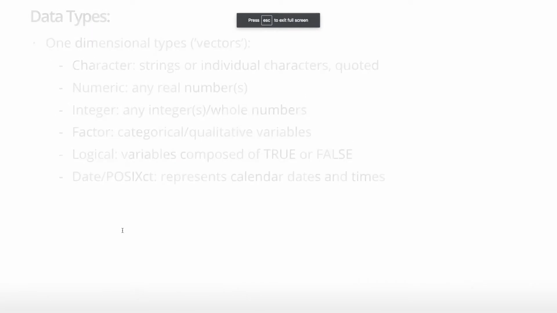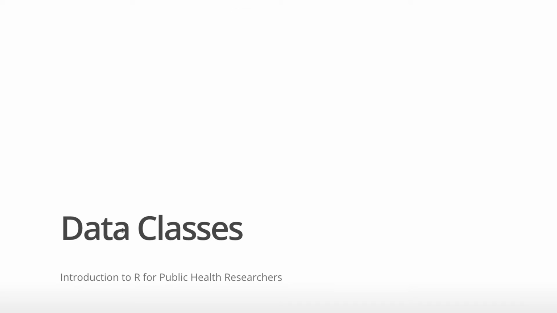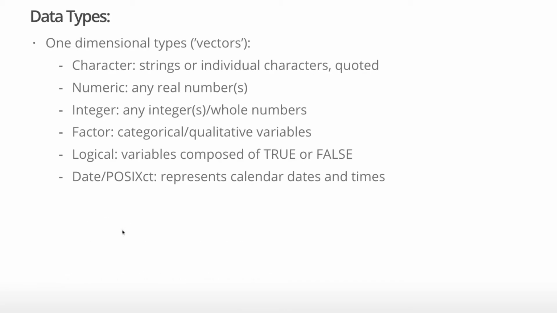Alrighty. So this is going to be somewhat of the most technical kind of lectures in the entire series. It's just getting into the details of what things are, what classes are, things like that. So again, here are the data types. This is the types of data, more or less, that are contained in your data sets, in your data frames.